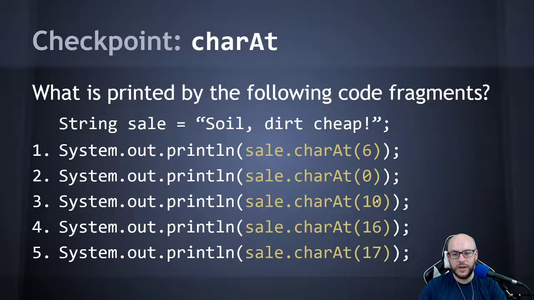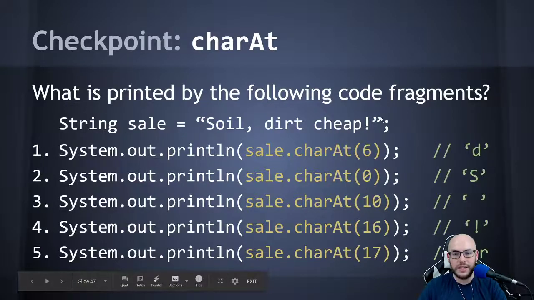All right, charAt 10. Well, if this is 6, 7, 8, 9, 10, it's a space. Space is a character. Okay, charAt 16. If this is 10, we got 11, 12, 13, 14, 15, 16, the exclamation mark. And charAt 17. Uh-oh, there is no charAt 17. Okay, that would give us an error. So here are our answers.